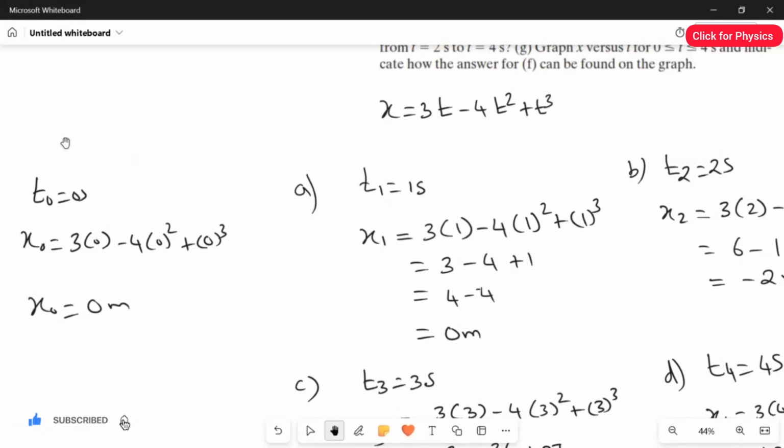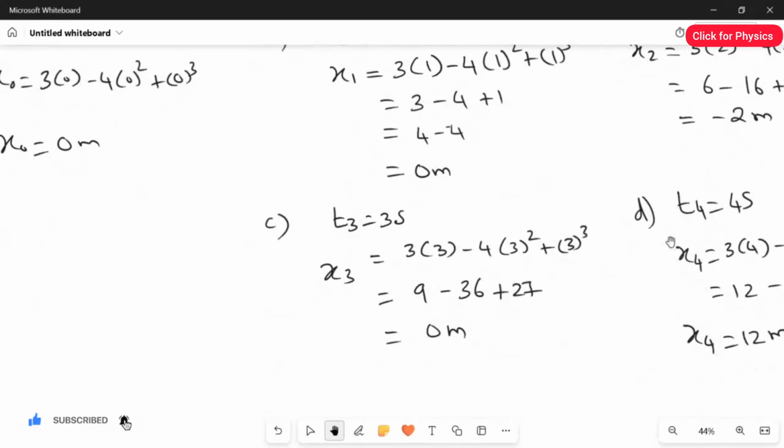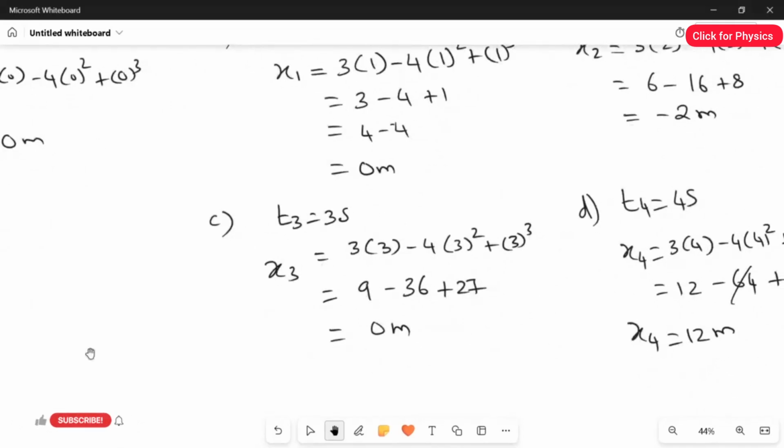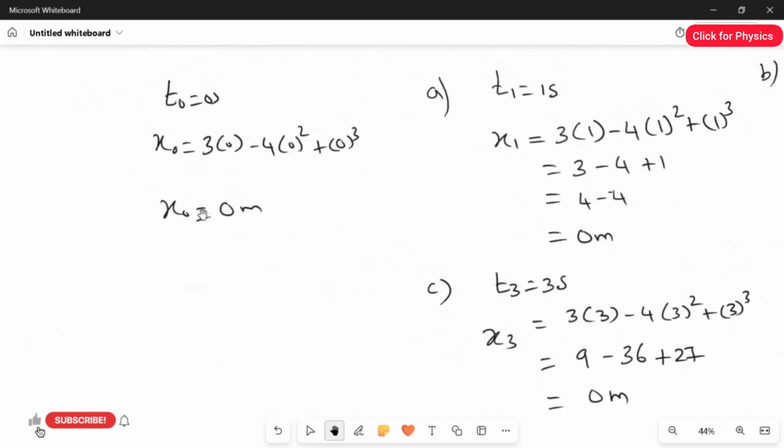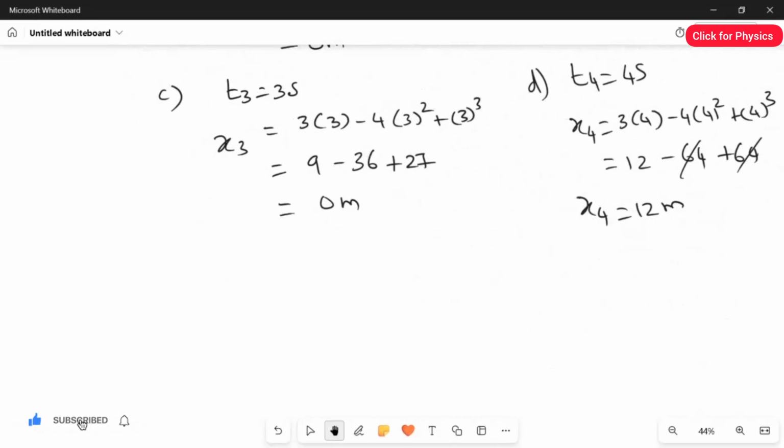So that means we start the time from 0 second, because in part E they ask you to find the displacement between time t equal to 0 second to time t equal to 4 second. So we have to take its respective position. For time t equal to 4 second, what is our position? We got 12 meter. And for time t equal to 0 second, what is our position? Which is 0 meter. So what I have to do is answer the E part. In part E, we are going to find the displacement.